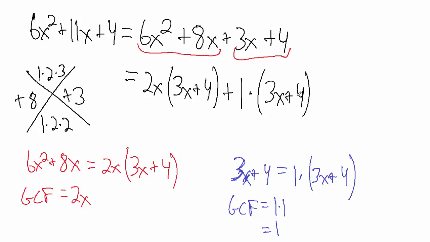And remember, that's kind of what we want, right? Because remember, when we factor by grouping, what's in the parentheses here has to match what's in the parentheses here. So 3x plus 4 here means we ought to have a 3x plus 4 here. And we do. That's great.